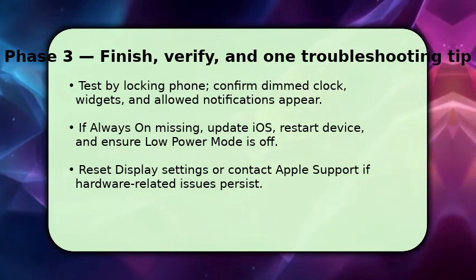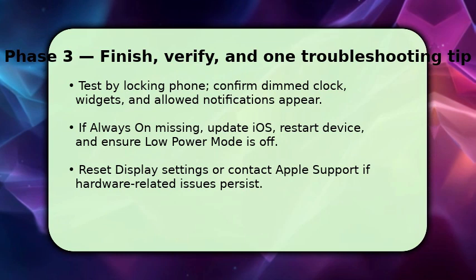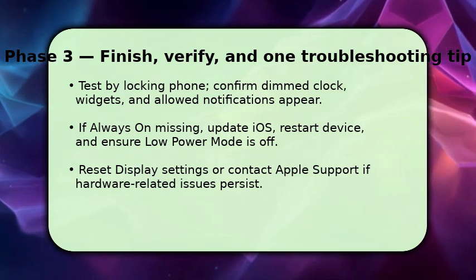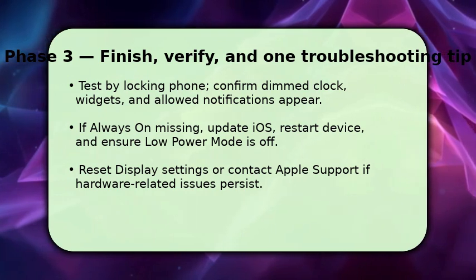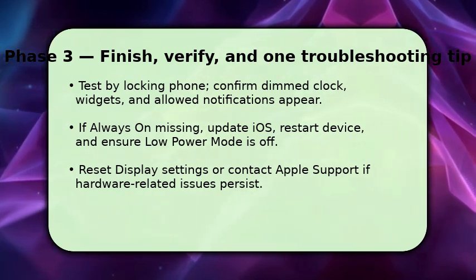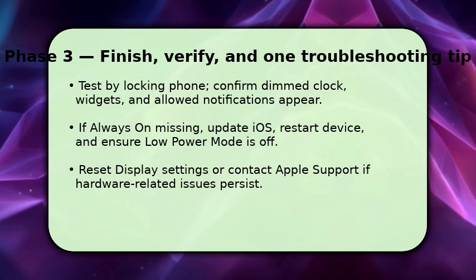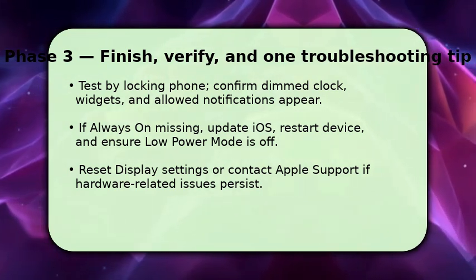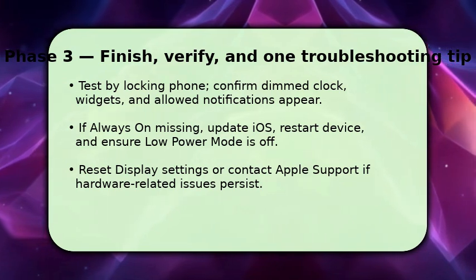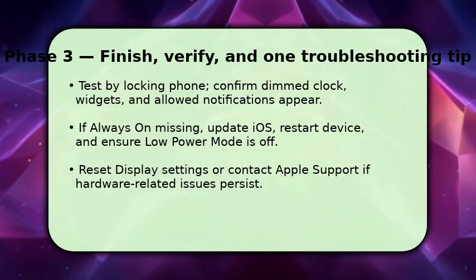If the feature doesn't appear, restart the iPhone, double-check iOS is current, and verify low power mode is off. These fixes solve most issues. Make sure auto-lock settings aren't conflicting and that focus rules aren't hiding content. If problems continue, reset display settings or visit Apple support, because persistent failures may indicate a software or hardware limitation.